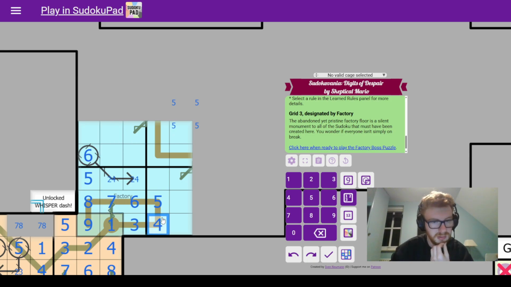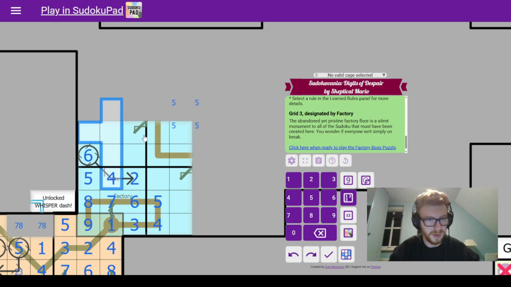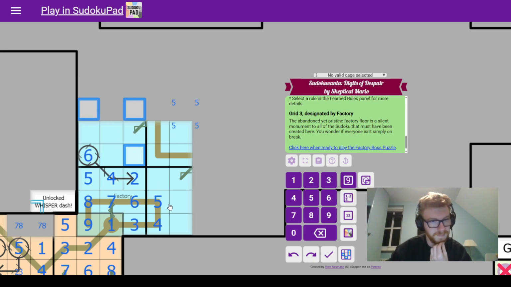What's the hardest digit? I think it's quite difficult. Oh, wait, this 4 sees that. So that's 4 and 2. That might help. None of those can be 4. That cannot be 4, and that cannot be 4. So one of those is a 4. That just means that cannot be 9.